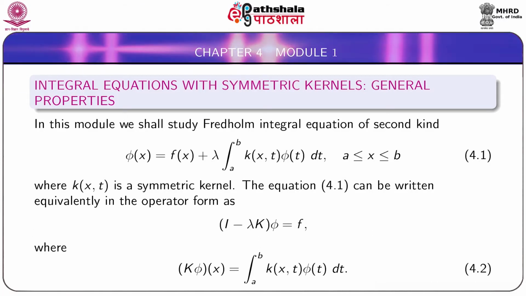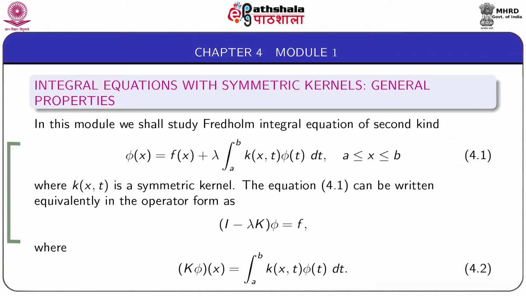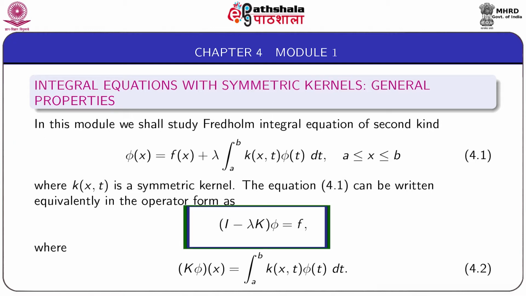Now we come to Fredholm integral equation of second kind as given by equation 4.1. Here the kernel k(x,t) is a symmetric kernel. Now equation 4.1 can be written in the operator form as (I minus lambda K) phi equal to f. Here I is the identity operator, and capital K is the linear integral operator given by equation 4.2.